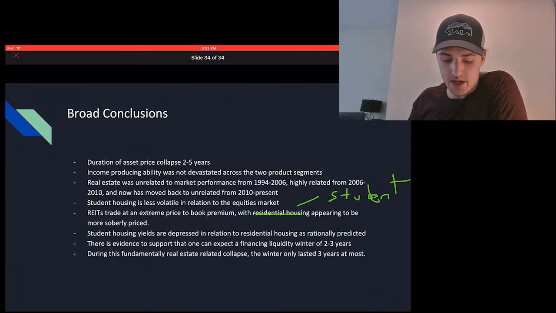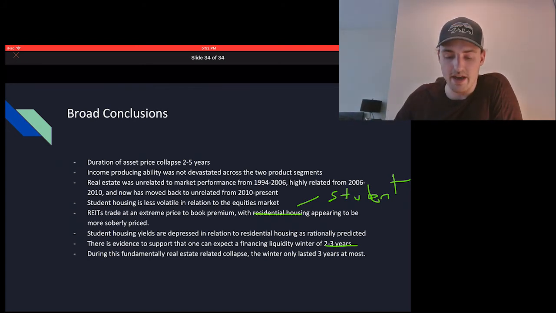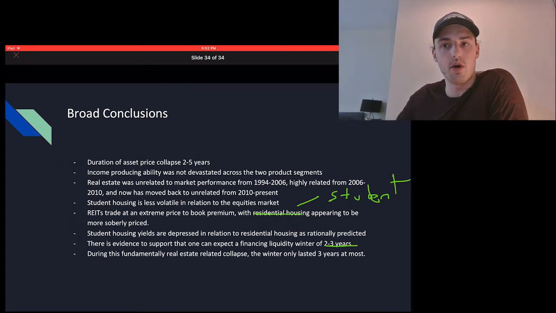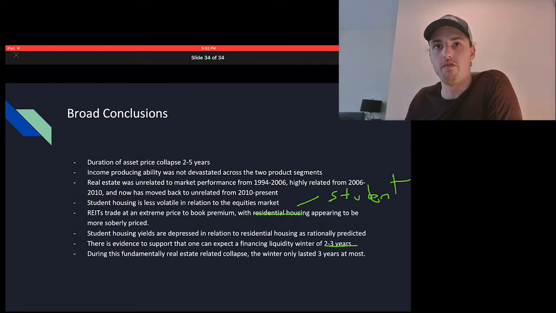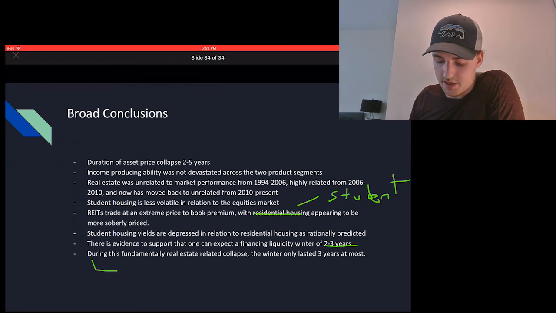And then there is evidence to support that one can expect a financing liquidity winter of 2 to 3 years. And so when doing stress testing and thinking about strategy for a real estate portfolio, I think that this is a key takeaway: if a liquidity freeze and a financing freeze happened tomorrow and lasted 3 years, would we be able to make it through that point? Because that would have been a test that would have been valuable for 2008. And during this fundamentally real estate related collapse, the winter only lasted 3 years at most.